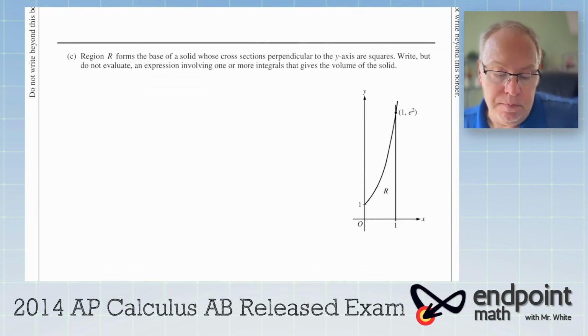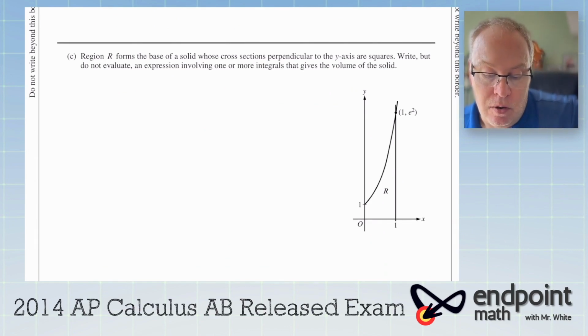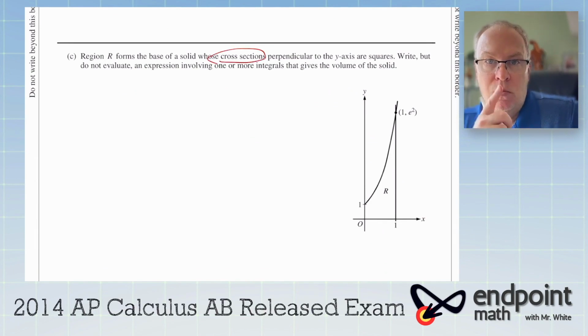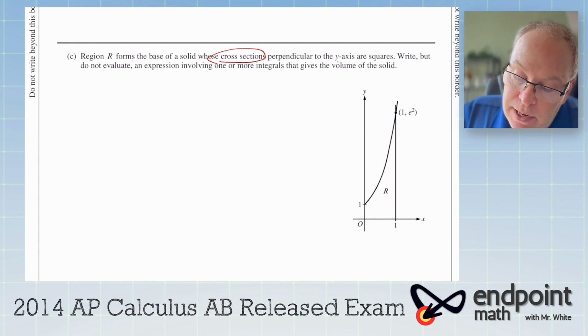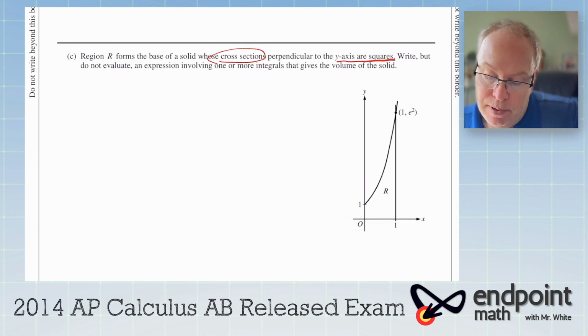Letter C here. The region R forms a base, and then up from the base is going some cross section. So this is not a revolution problem. This is not rotating around one axis or the other. We are going to be having squares that go straight up, it says perpendicular to the y-axis.